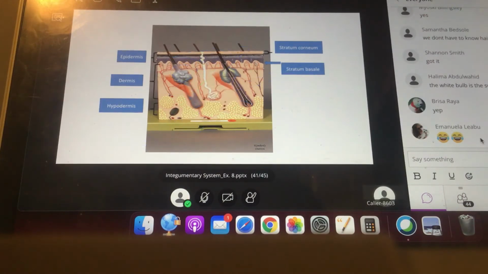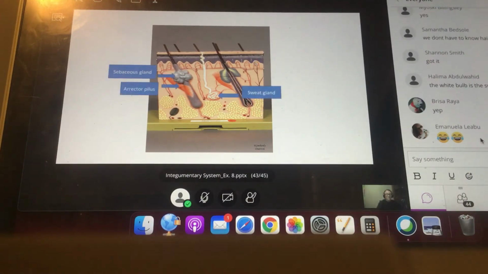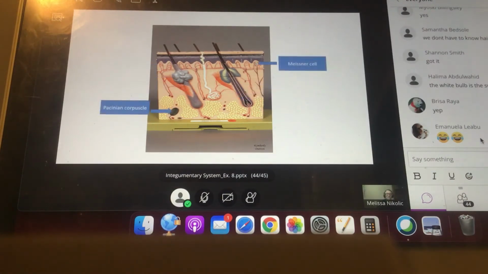Now, where is the sebaceous gland? Sebaceous. That's it. Sweat is white. The purple. That's right. All right, guys. Now, the papillary layer, you can see it's right there. The reticular layer is just underneath it. They're both part of the dermis. Here you can see the erector pilus, the sweat gland. They're all labeled, but you already got that.